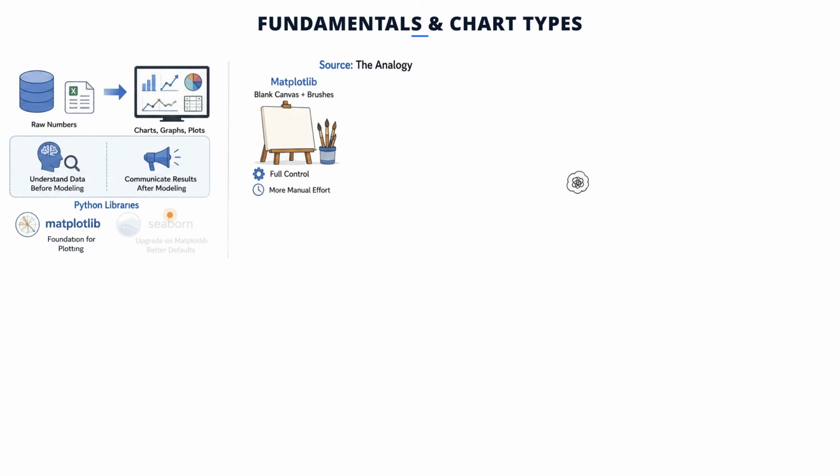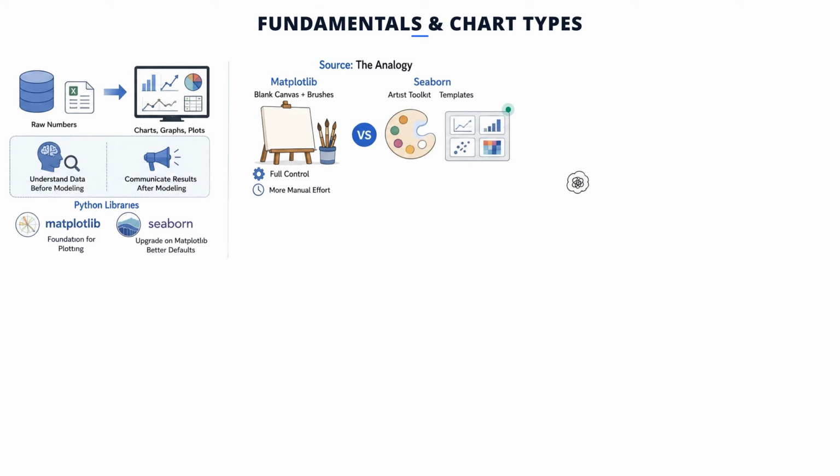On the other hand, we have Seaborn, which is an upgrade built right on top of Matplotlib. You can think of Seaborn as a professional artist's toolkit complete with pre-made templates. It is significantly more efficient, allowing you to create beautiful, complex charts with much less code.